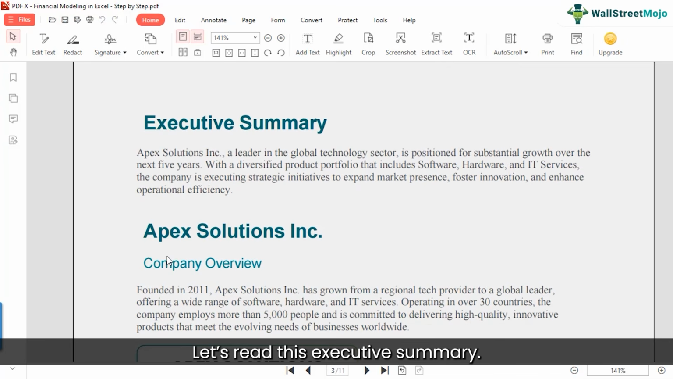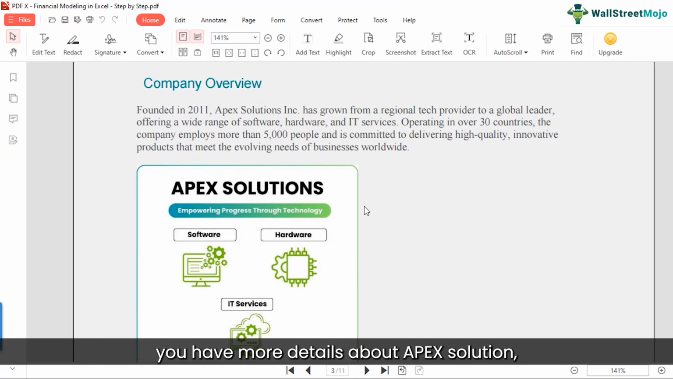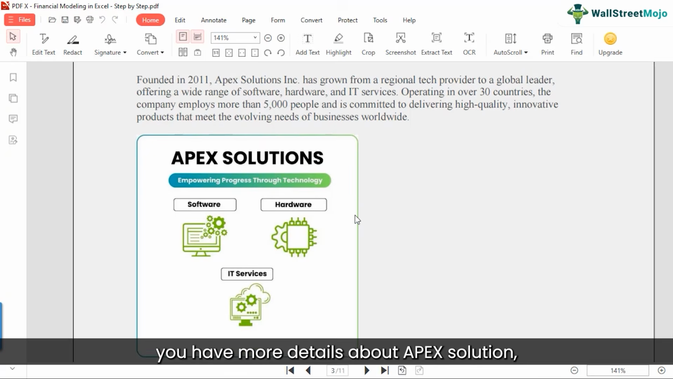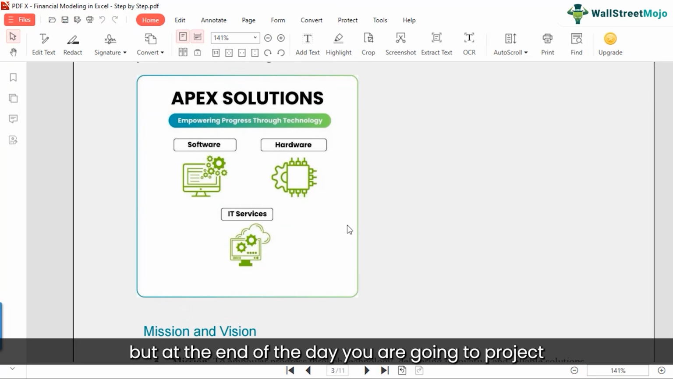Let's read this executive summary. The executive summary tells us that we are talking about Apex Solution, which is a leader in global technology sector. Okay, and there are three portfolios products for Apex Solution. The one is software, then the hardware, and IT services. Now, what is kind of expected? You have more details about Apex Solution, but at the end of the day, you are going to project the financials of this company, Apex Solutions, right?